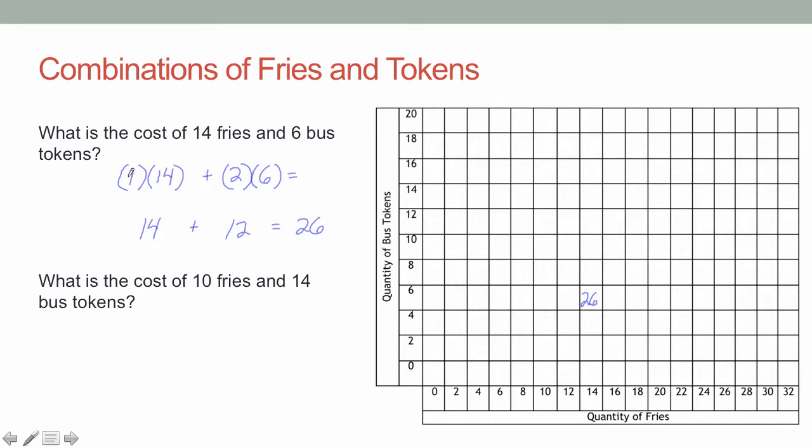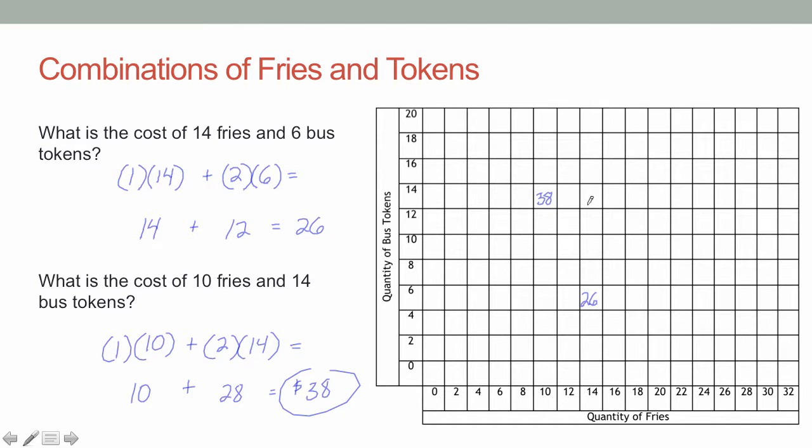Maybe they're going to meet a whole bunch of people there and buy a lot of fries. If he wants to buy 10 fries, so that's 10 fries at $1 and 14 bus tokens at $2, how much is he going to spend? Well, that's $10 on French fries plus $28 on bus tickets, so he's going to spend $38 right there. So 10 French fries will be on the bottom here, and 14 bus tokens, we go up to 14. So right here in the chart is going to cost him $38. So it gets a little more expensive.